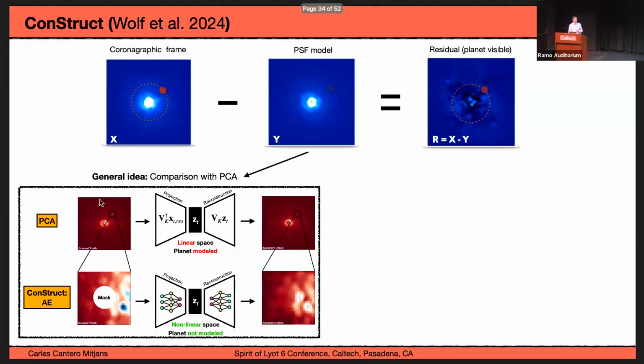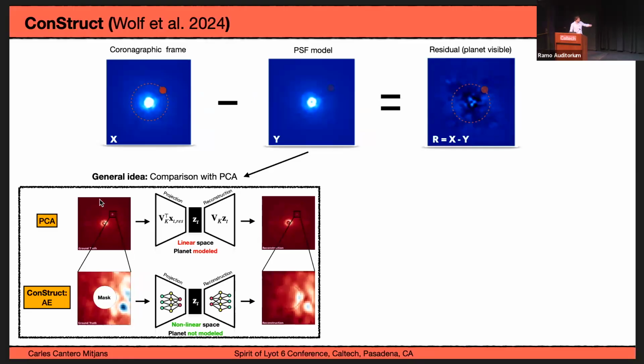In Construct there is another idea. Instead of having the full image, you work by small patches, and the projection and reconstruction part is not done by PCA, it's done by neural networks. That's why we have non-linear space, because neural networks can capture these non-linear spaces. But there is another thing. Instead of reconstructing the patch itself, Construct is using what we call in deep learning image inpainting.